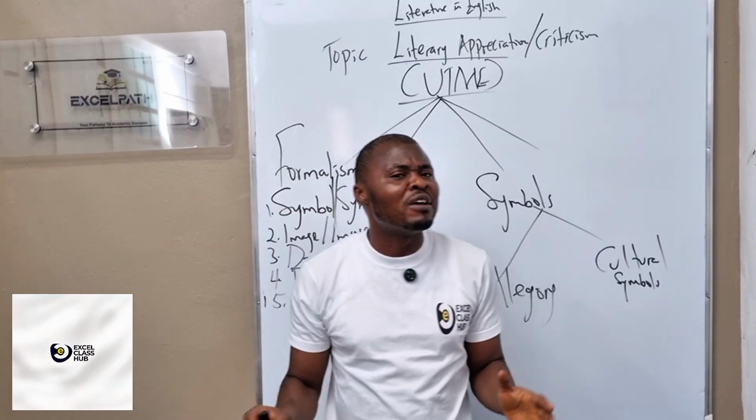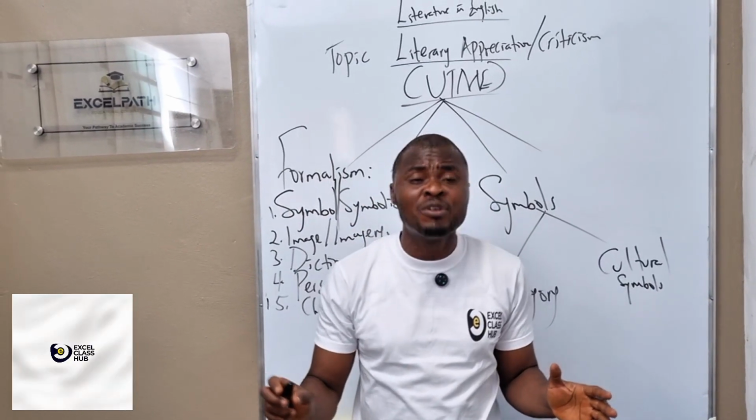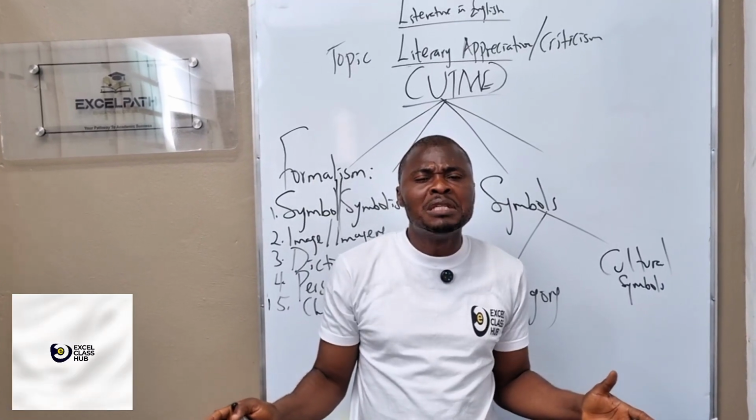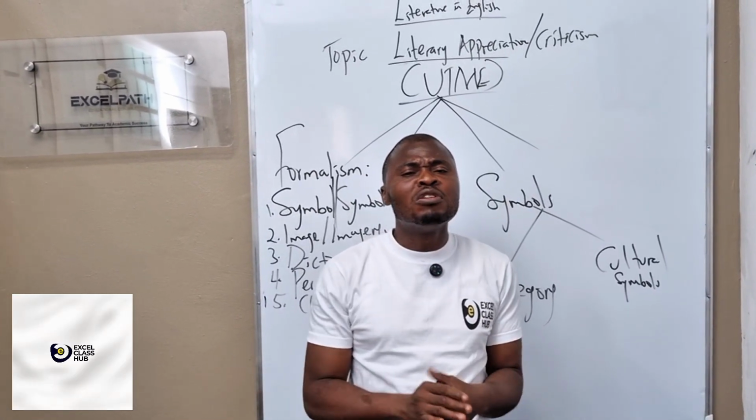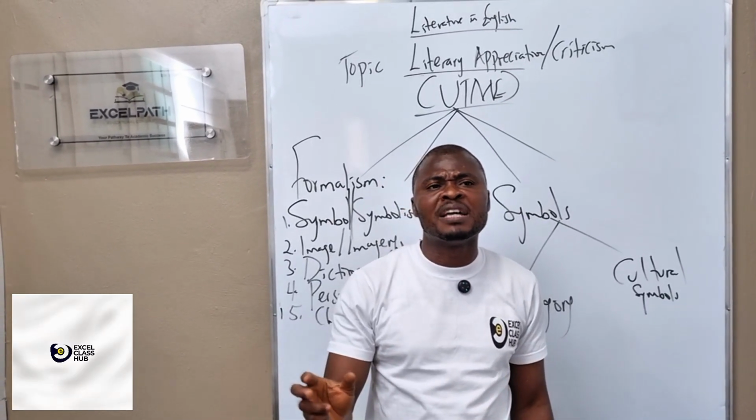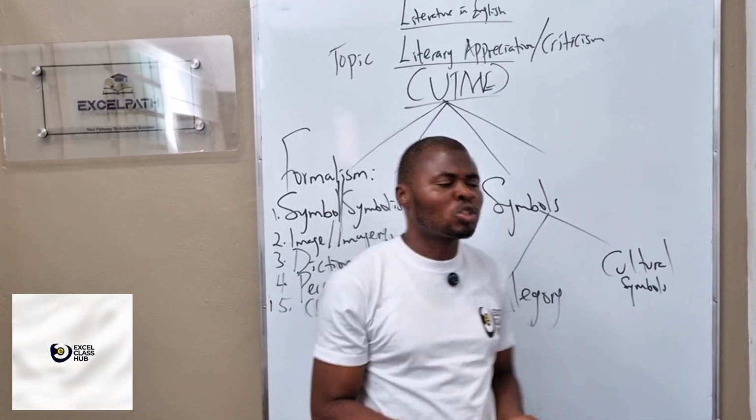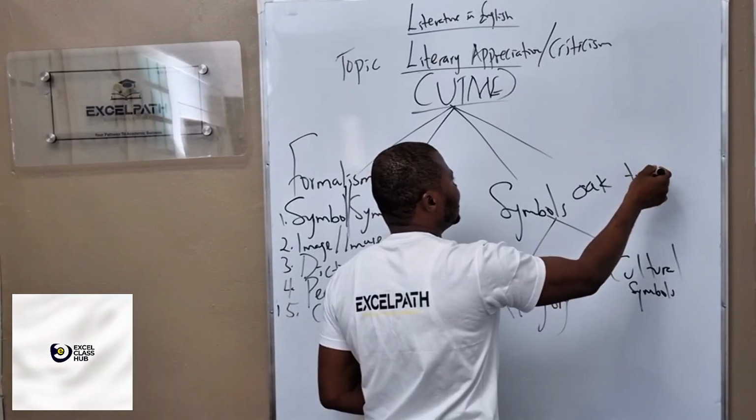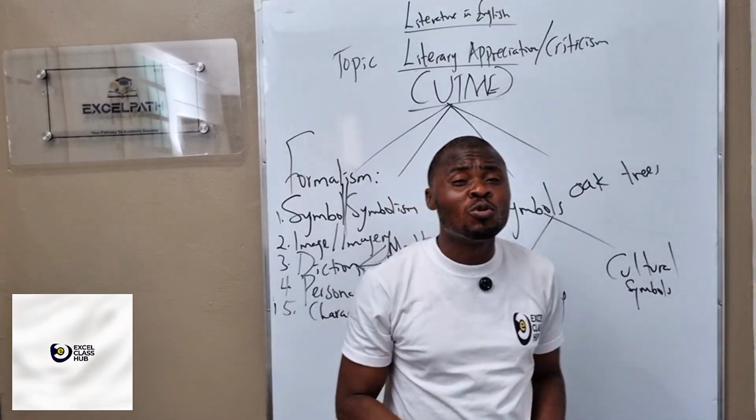Cultural symbols are only found in certain societies. They are not found everywhere. They may be animals, or any other objects that can only be found in those places but cannot be found elsewhere. Let's talk about oak trees, for example. O-A-K, oak trees. Do you think oak trees grow in Africa?